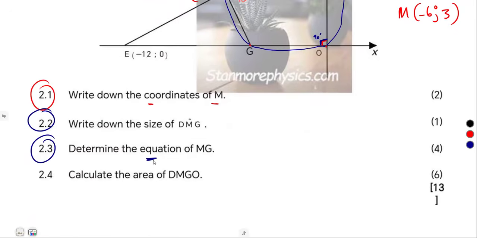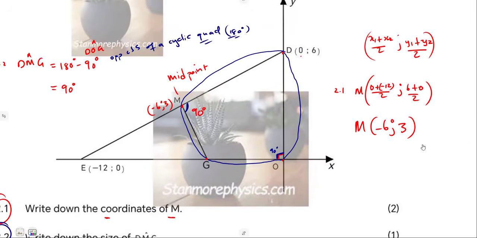Then determine the equation of MG. The equation of what? MG. So remember, we've got the point M, but in this case, we do not have the point G, which is difficult for us to just say the point G is like this. So what we can use is that M is 90 degrees, guys. This is a right angle, so MG is perpendicular to DE. These two lines are perpendicular.